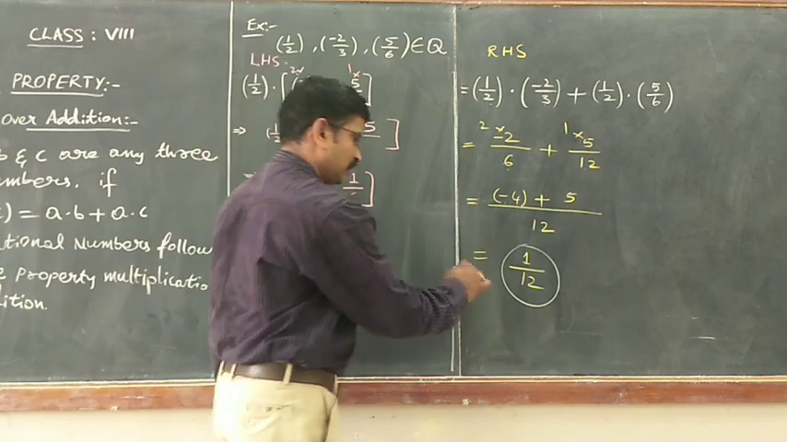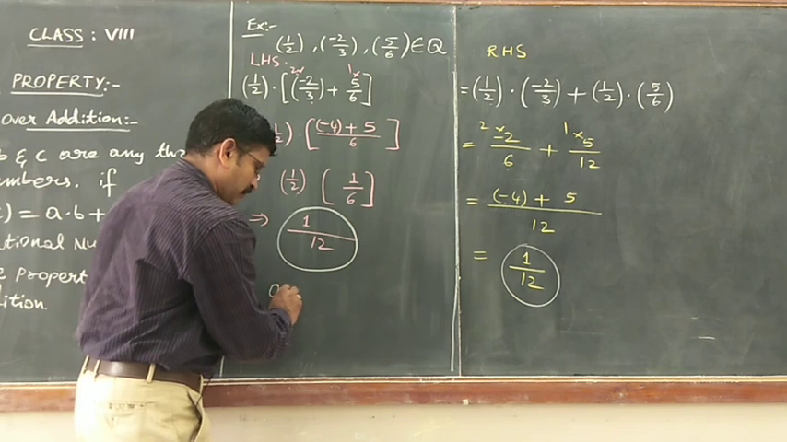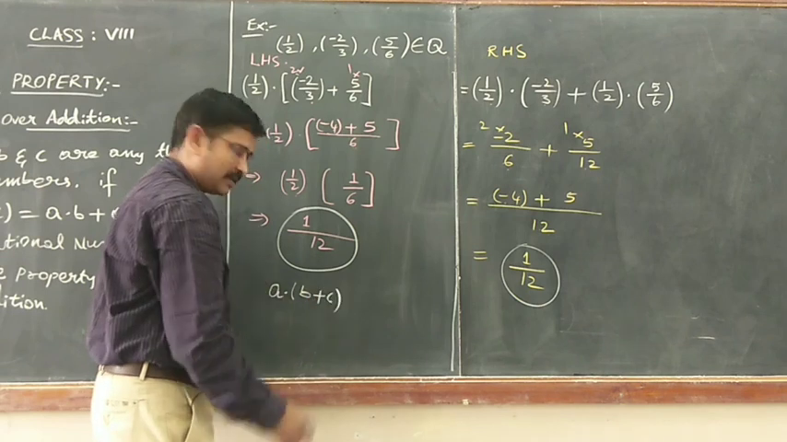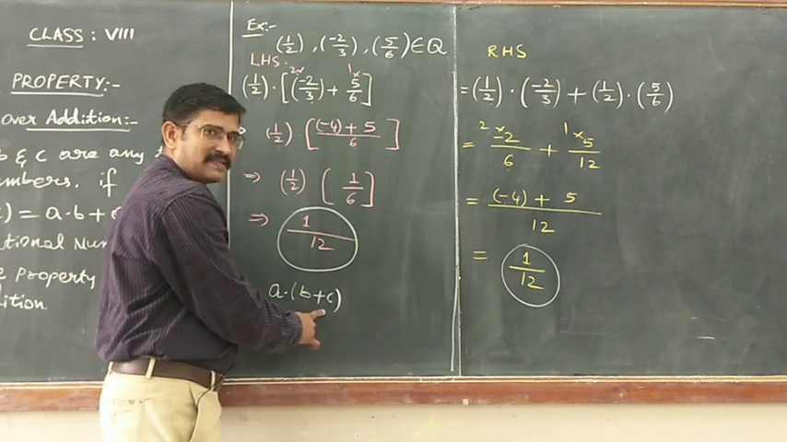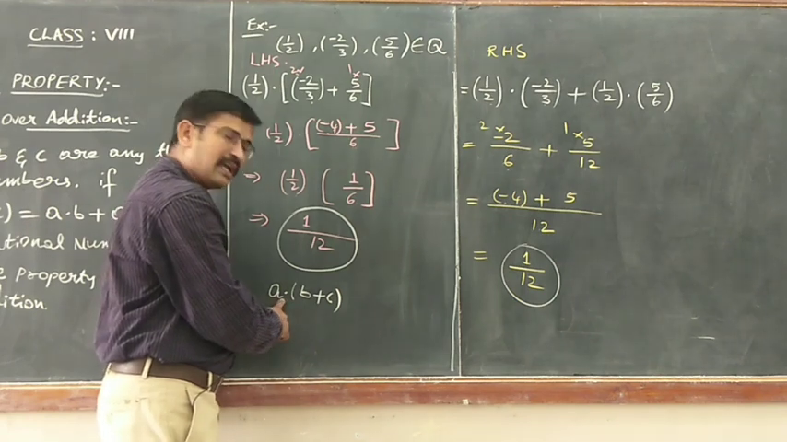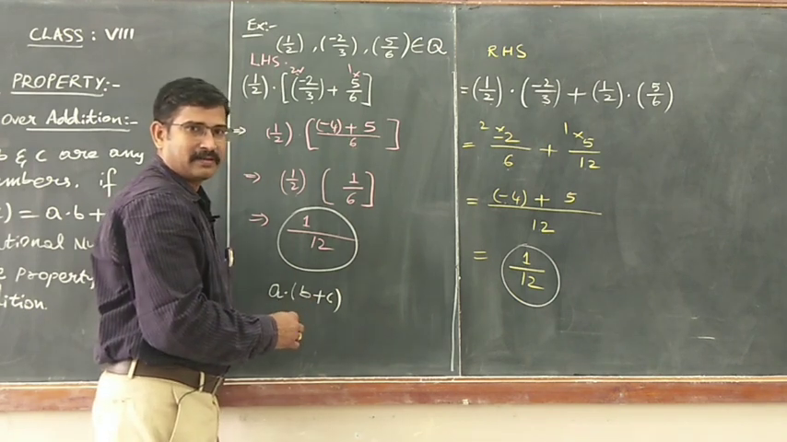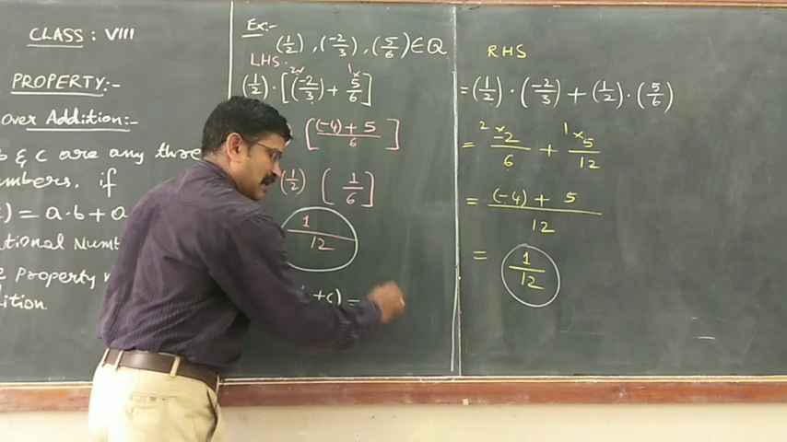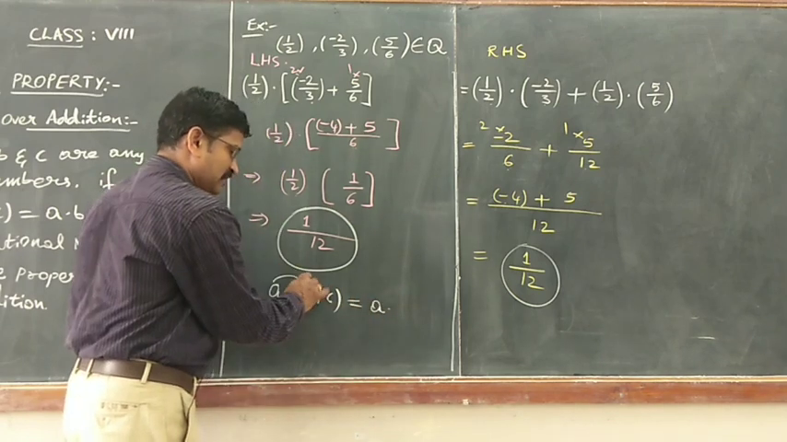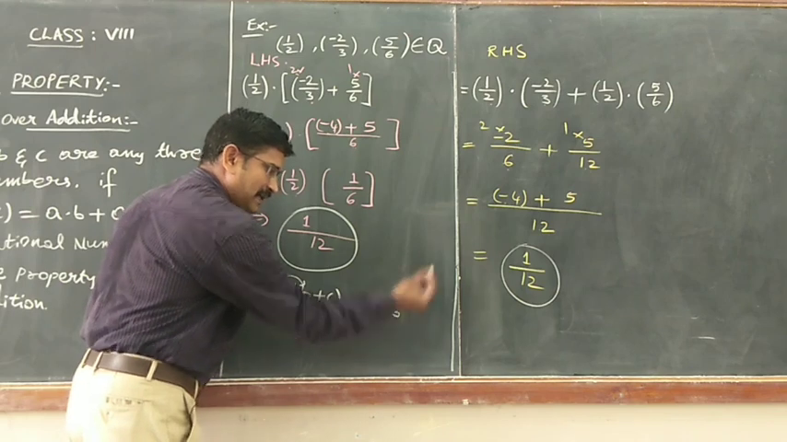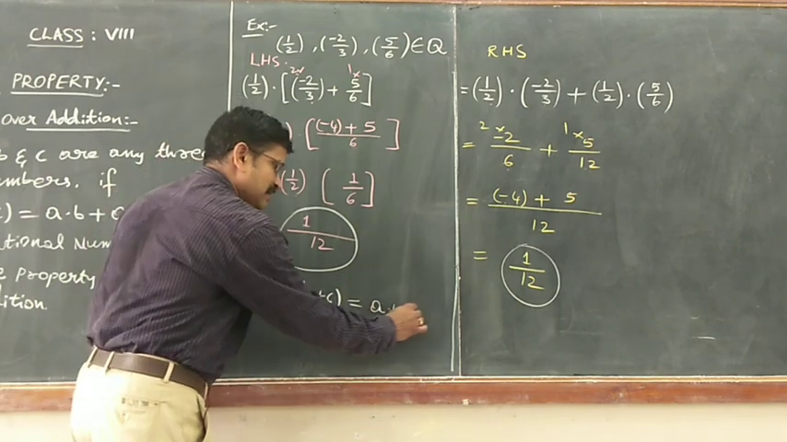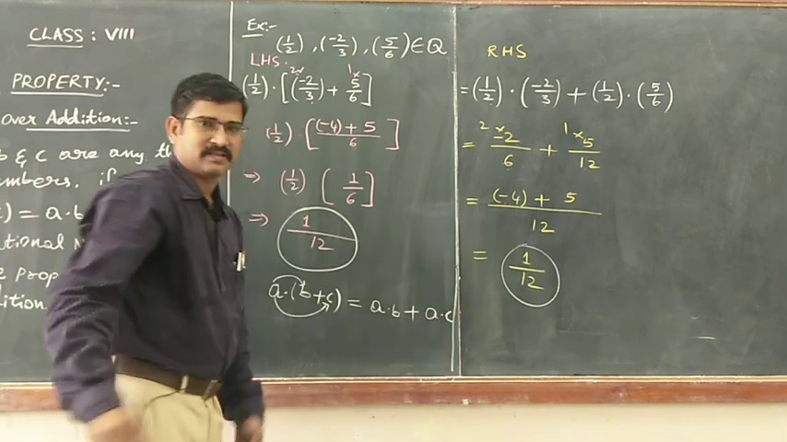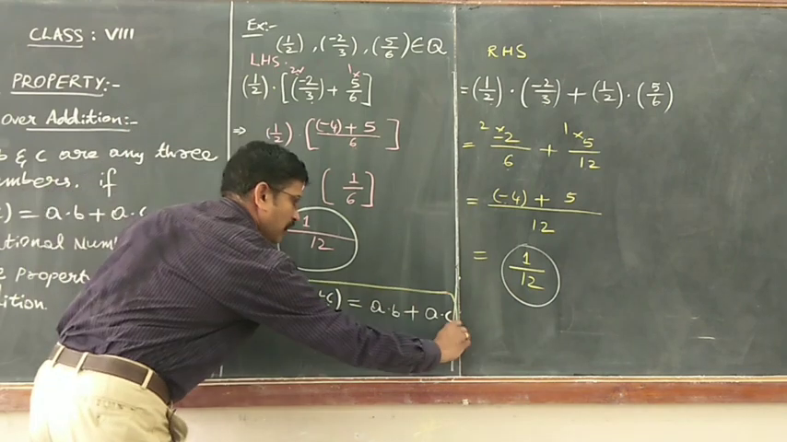What can we conclude? We can conclude that A multiplied over the sum of B and C, that is A into B plus C, but while reading be careful, A of B plus C, A multiplied to the sum of B plus C, is equal to A into B plus A into C; here A is distributed to B first and then to C. This is the distributive property, multiplication over addition.